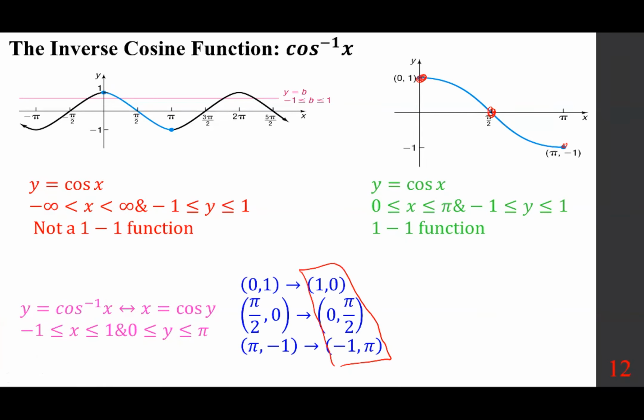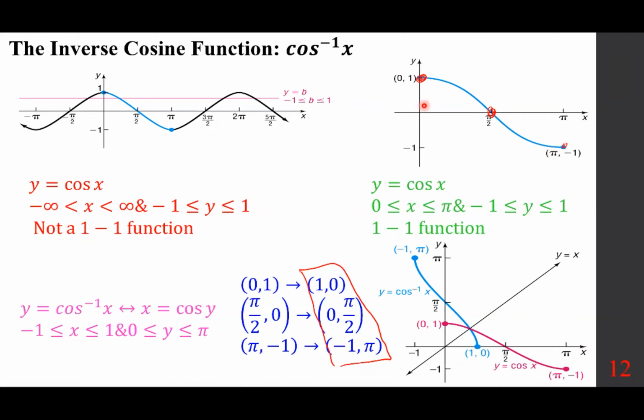Again, this is the original cosine function that has been restricted. And now corresponding to those 3 points, 0, 1 becomes 1, 0. Pi over 2, 0 becomes 0, pi over 2. Pi, -1 becomes -1, pi. And as you can see, they are symmetric with respect to the line y equals x. Let's look at a couple of examples.